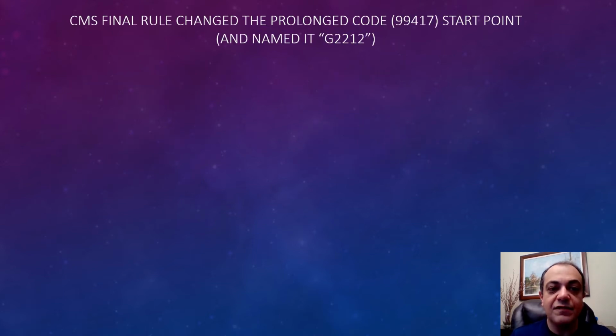So the CMS Final Rule, which came in the beginning of December 2020, was a big document, 2,200 pages, and had a lot of things. But one of the most important things for us was that they changed the prolonged code, how it's going to be used and accounted for as of the beginning of this year.